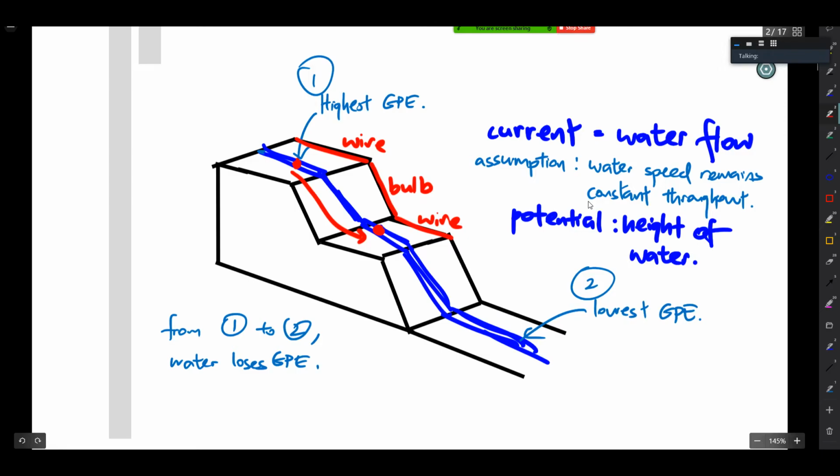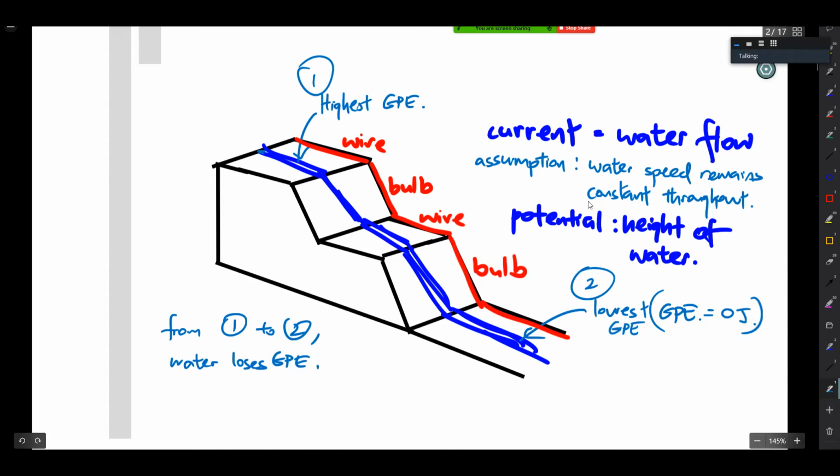Sorry, let me take away the red dots. As it continues to move along the wire, the energy stays the same. Then it goes through another bulb, so it loses energy, and then it continues to flow, even though at this point it has zero energy. This is not just the lowest GP. If you remember, this will be GP equals 0 joules.